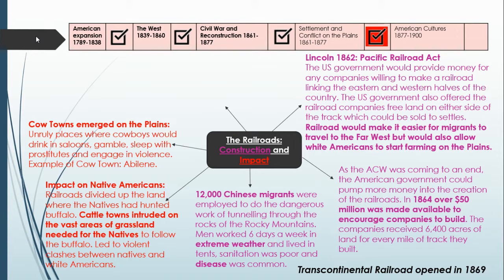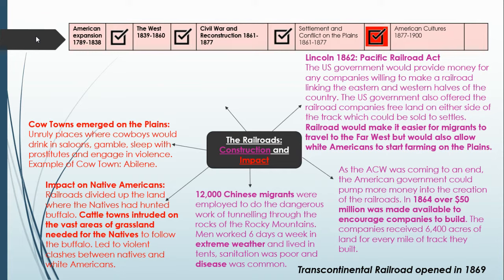We then have something called cow towns which emerge on the plains. I'm sure you will have all seen some American Western at some point, and the idea of the cowboy. This is where it comes from. Cow towns emerged, and this is where cowboys would drink in saloons, so kind of the American Western version of a pub. They would gamble, they would sleep with prostitutes, they would engage in violence. So these were very unruly places, and these emerged on the plains.